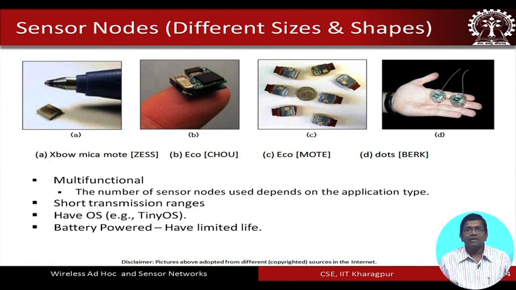Because they have a very limited lifetime, it is very important to ensure that whatever solution, hardware, software, or whatever is designed specifically for sensor networks should be very much energy efficient. The algorithms that you design, the protocols that you design, and the hardware that you design should be designed in such a way that energy consumption is very limited.